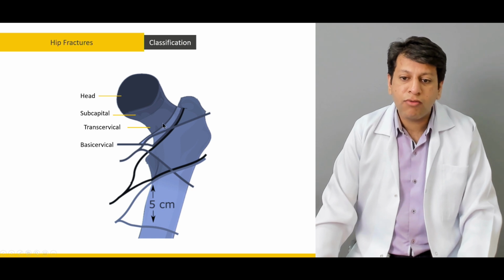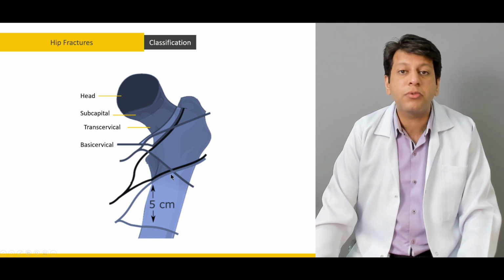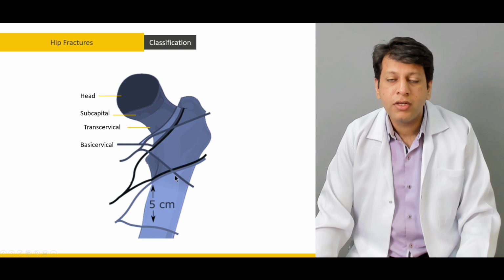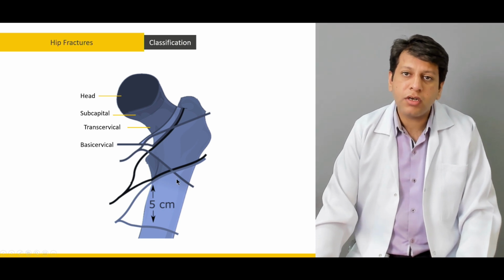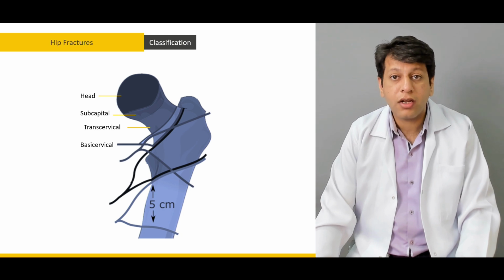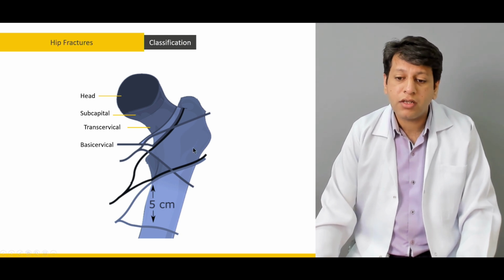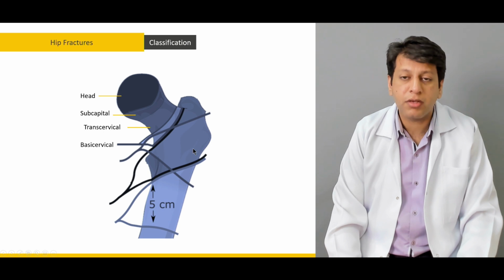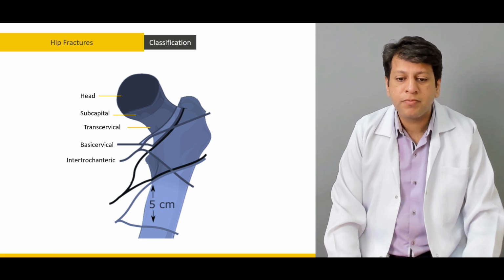Any fracture in the neck would be considered a neck of femur fracture, and all fractures which occur in between these two areas are termed intertrochanteric fractures. There are multiple classifications for intertrochanteric fractures: the Boyd and Griffin classification, the Kyle classification, and the Evans classification. We'll be briefly discussing them in the subsequent slides.